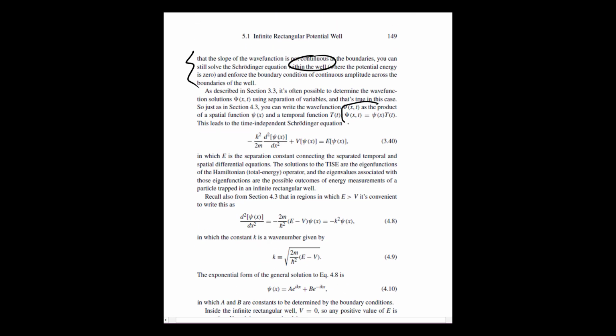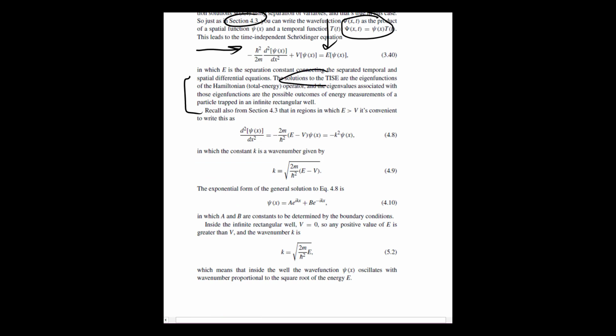So we're going to use separation of variables. That is, we're going to divide up the wave function psi of x and t into psi of x and T of t. If you work through section 4.3, this is what the Schrödinger equation looks like in that case, where E is the separation constant we use to separate the temporal and spatial equations. And this is a reminder that it's the solutions of the time-independent Schrödinger equation that are the eigenfunctions of the Hamiltonian or total energy operator. And the eigenvalues associated with those eigenfunctions are the possible measurement outcomes. And that's what we want to know.